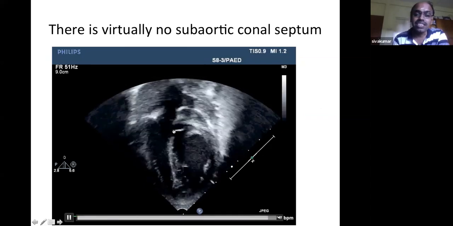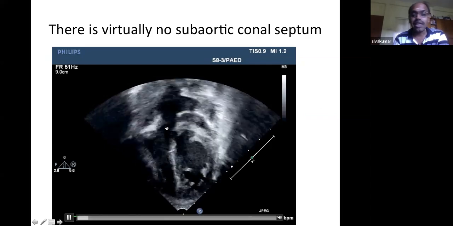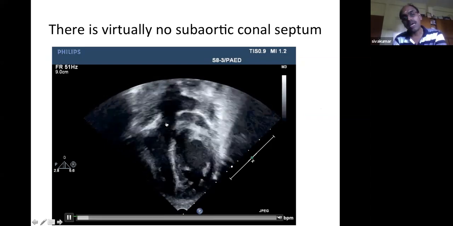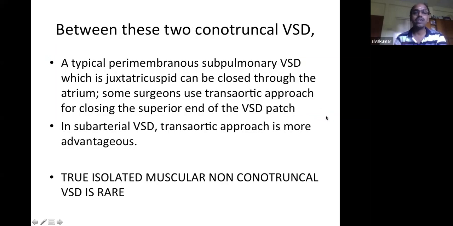In such cases, there will not be too much subaortic conus at all, and the mitral and pulmonary valves will be almost in contact with each other. But this is a rarer type of VSD. A typical perimembranous subpulmonic VSD is the commonest type of VSD. Subarterial VSD is a rarer type.